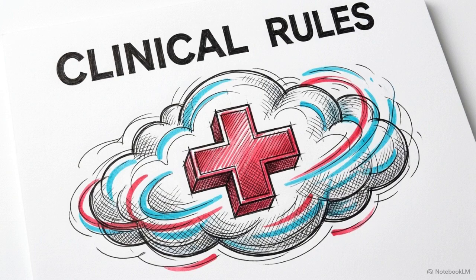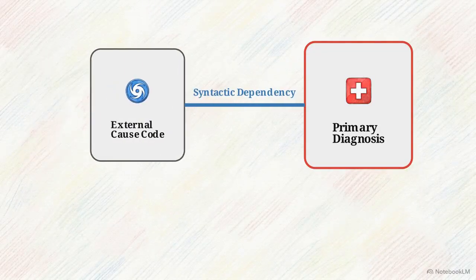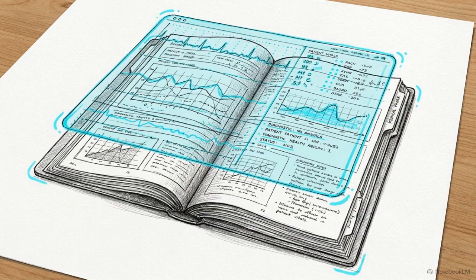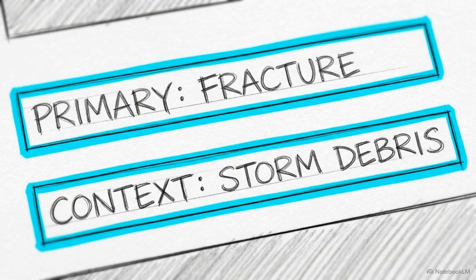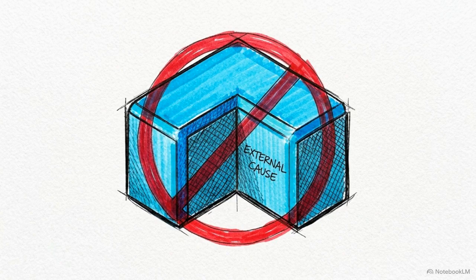To use these codes correctly, you must understand the concept of syntactic dependency. External cause codes possess zero clinical autonomy. They function as supplemental metadata. They provide a secondary layer of information to the patient's primary electronic health record, explaining the circumstances surrounding the trauma. To maintain data integrity, an external cause code must structurally attach to a foundational clinical code. It cannot stand alone on a medical claim.